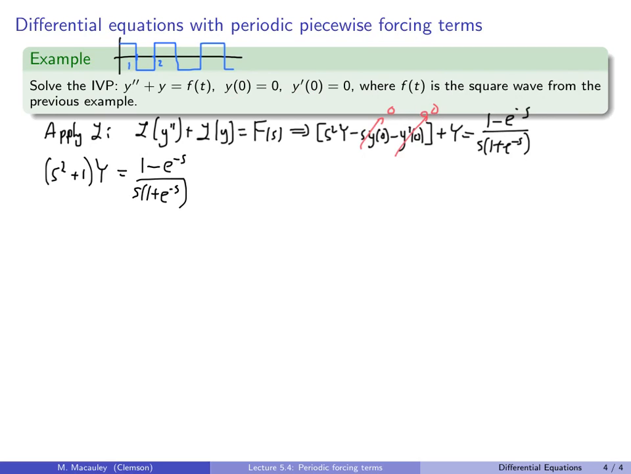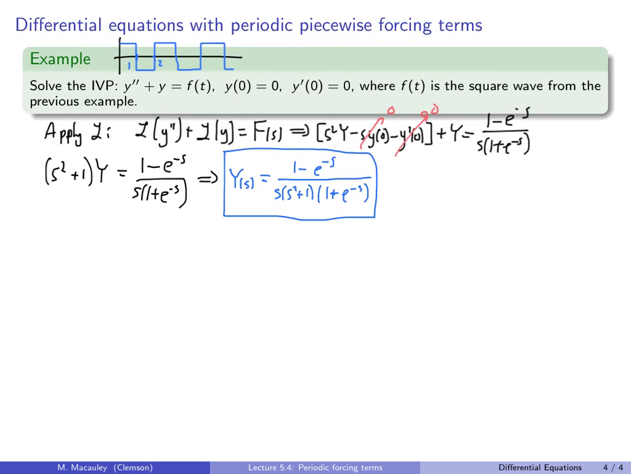Okay, so now we can solve for Y, which is, remember, one of our big milestones whenever we can solve for capital Y. Now I will write Y of s. This thing is 1 minus e to the minus s over s times s squared plus 1 times 1 plus e to the minus s. So this is big Y. So whatever our solution to this initial value problem is, this is its Laplace transform. So now all we need to do is somehow simplify this, and it is a little complicated.